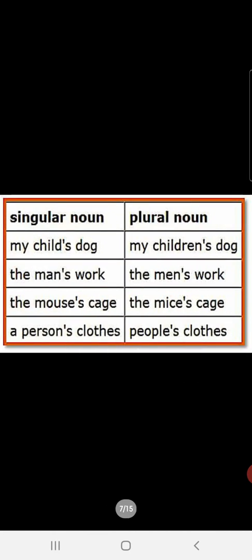Singular noun, my child's dog, my children's dog, apostrophe s. The man's work, the men's work. The mouse's cage, the mice's cage. A person's clothes, people's clothes. Is that okay? So children, the noun is in singular or in plural form, you just have to add an apostrophe and an s to it. Okay? But you have to make sure that the noun should not be ending with s. Alright?